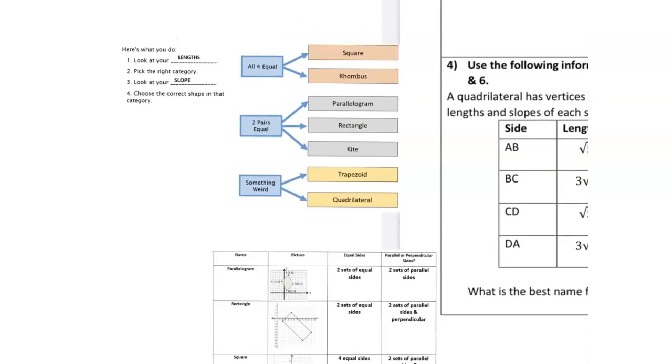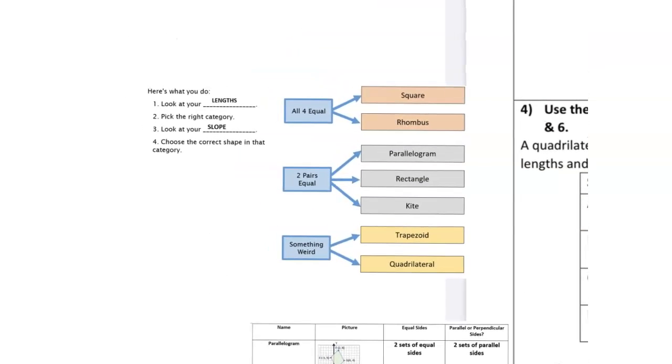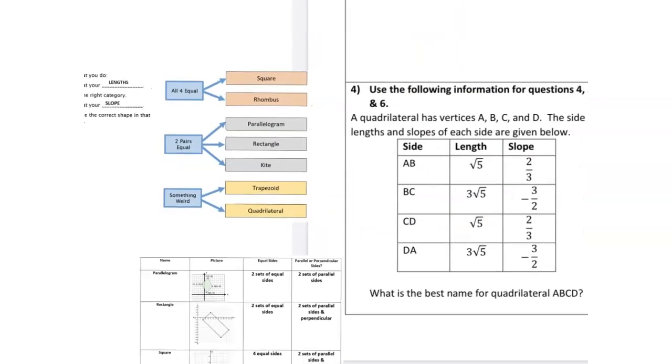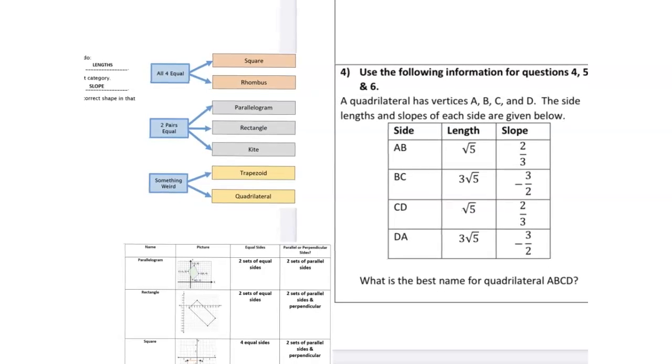These 2 charts. Using this first one first, the very first thing that we're told to do is look at our lengths and then pick the correct category. So if we look at our lengths that we were given in number 4, we have that side AB and side CD are exactly the same. And we also have the side BC and side DA are exactly the same. So in this case, we have 2 pairs of equal sides. So at this point, we're in this category. These are our options. We're either looking at a parallelogram, a rectangle, or a kite.